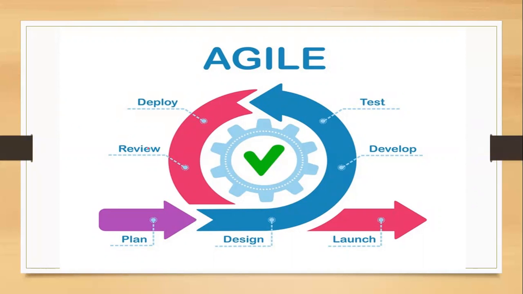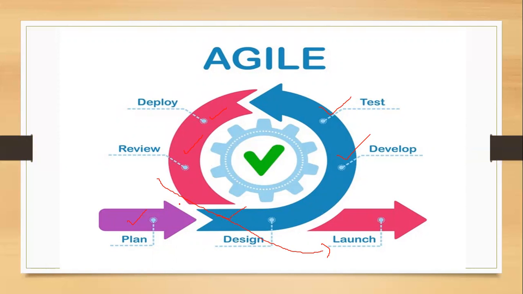Now, what is the agile model? It is a methodology. First, you have to plan for the development of anything, with requirement analysis and so on. Then design of the product, then you have to develop the product, then test the product, and then deploy that product, review that product, and then launch that product. So this is about the different number of stages through which we have to go.